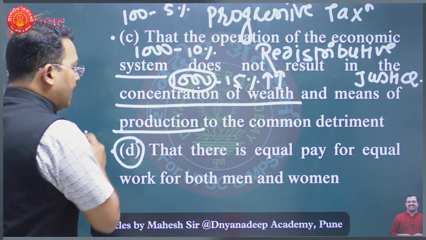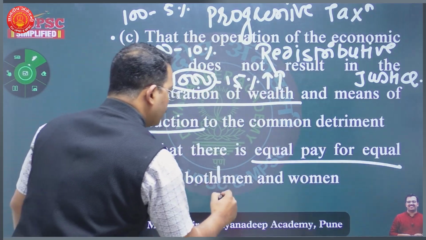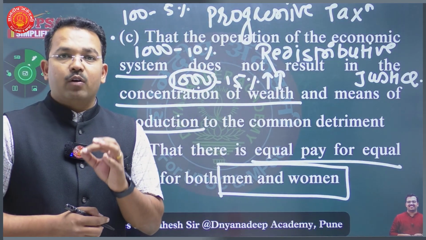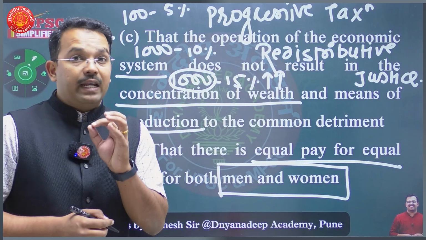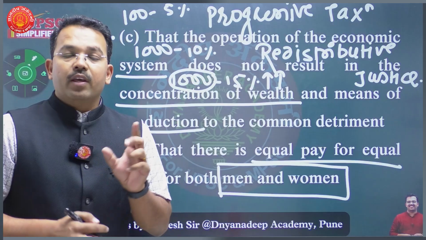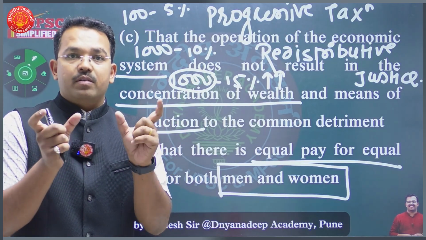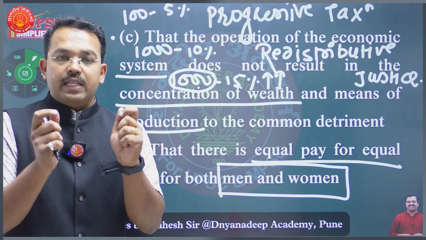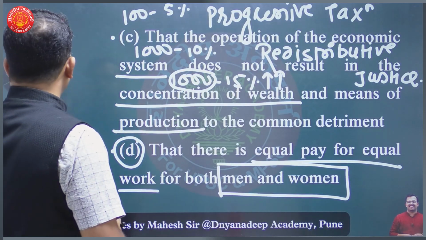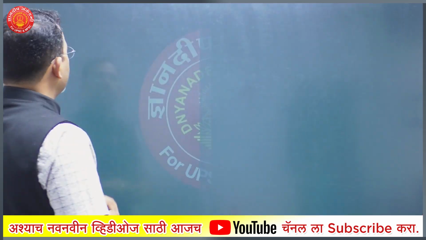39D says that there is equal pay for equal work for both men and women. The most progressive directive given in the Constitution, that there should not be any discrimination amongst men and women for the work they are doing. If they are doing the same work, they should be provided with the same salary, same pay. That is, equal pay for equal work is the basis of equality. That is Article 39's clause D.